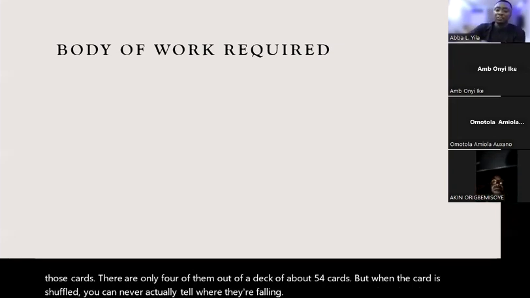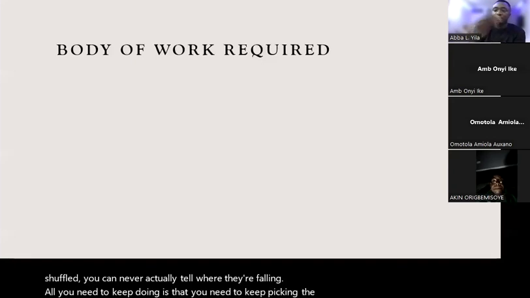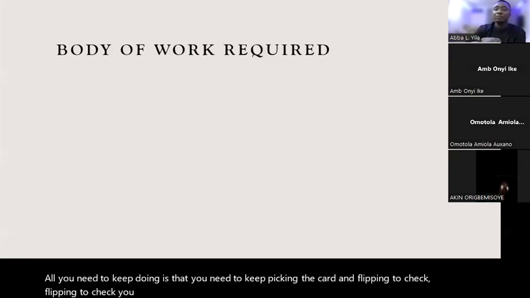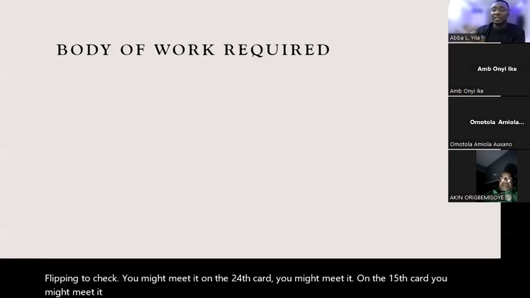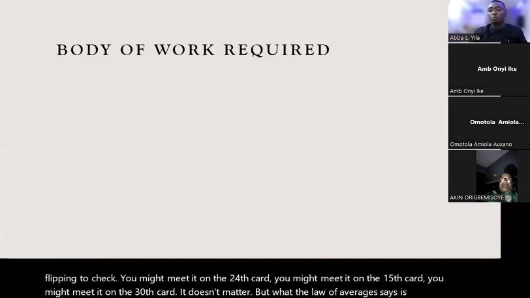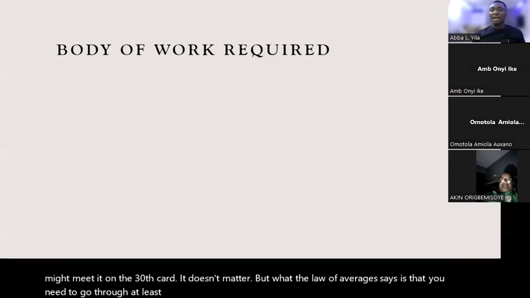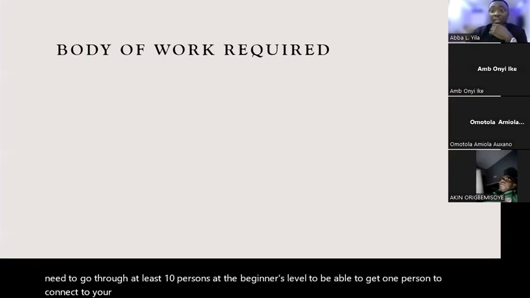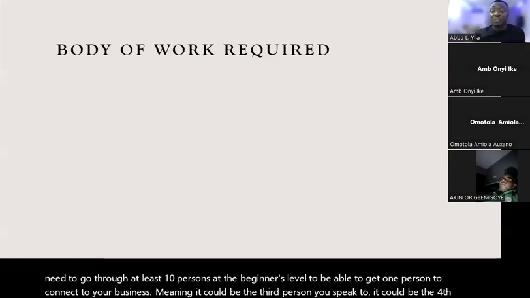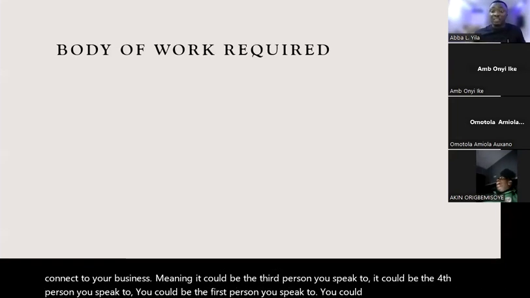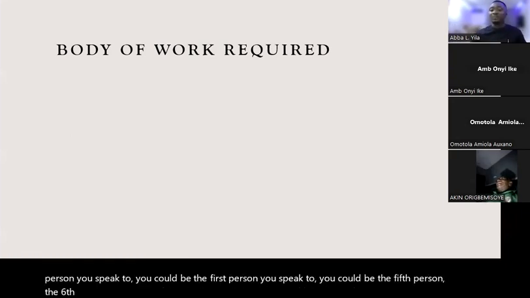All you need to keep doing is to keep picking the card and flipping to check. You might meet it on the 24th card. You might meet it on the 15th card. You might meet it on the 30th card. It doesn't matter. But what the law of averages says is that you need to go through at least 10 persons at the beginner's level to be able to get one person to connect to your business. Meaning, it could be the 3rd person you speak to. It could be the 4th person. It could be the 1st person. It could be the 5th, the 6th, the 7th. It could even be the 10th person.